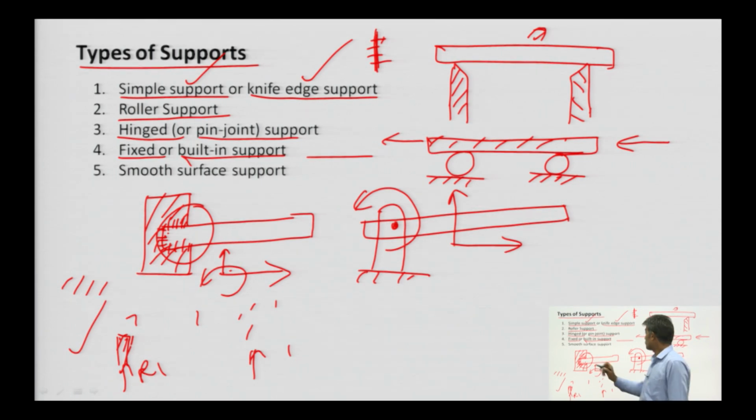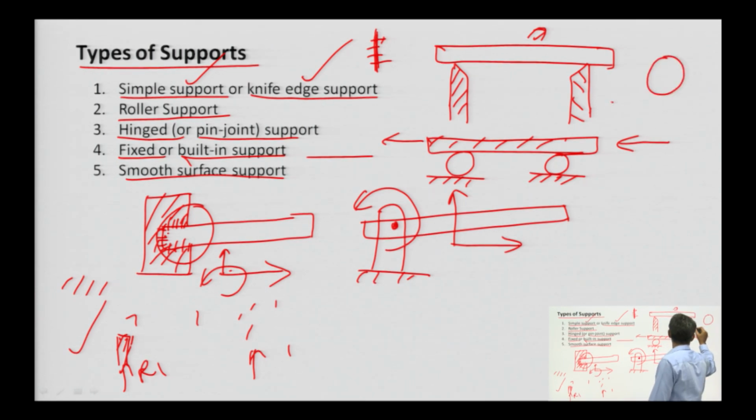Next one is smooth surface support. This one horizontal surface, if it is resting over here, then it will be the smooth surface support.